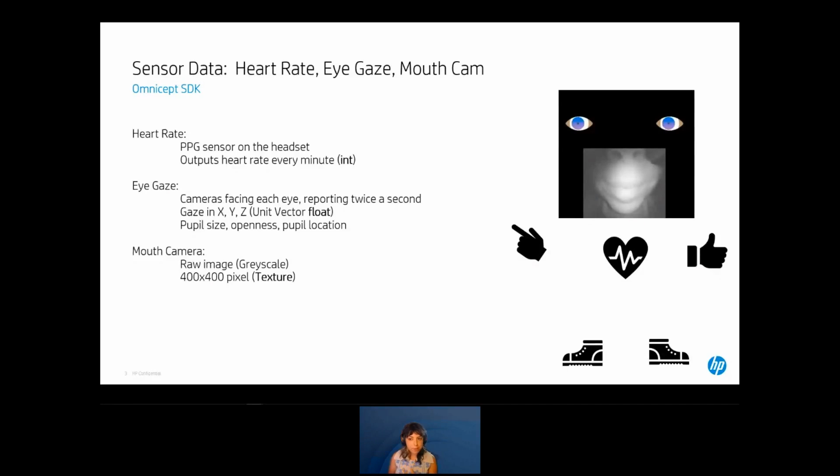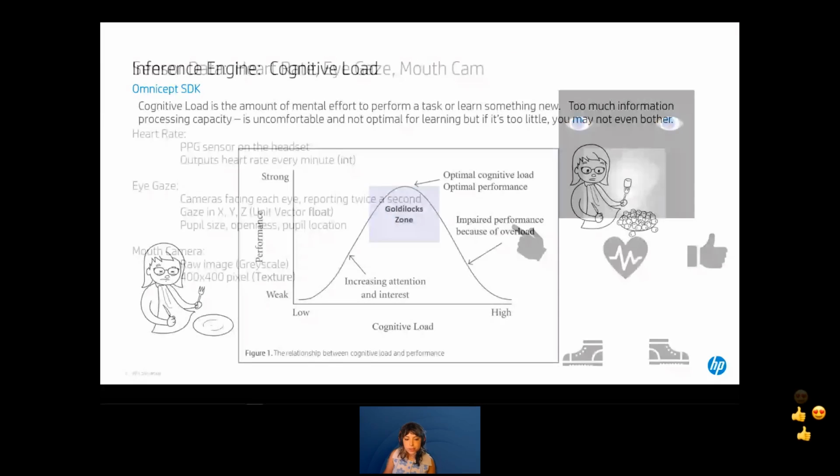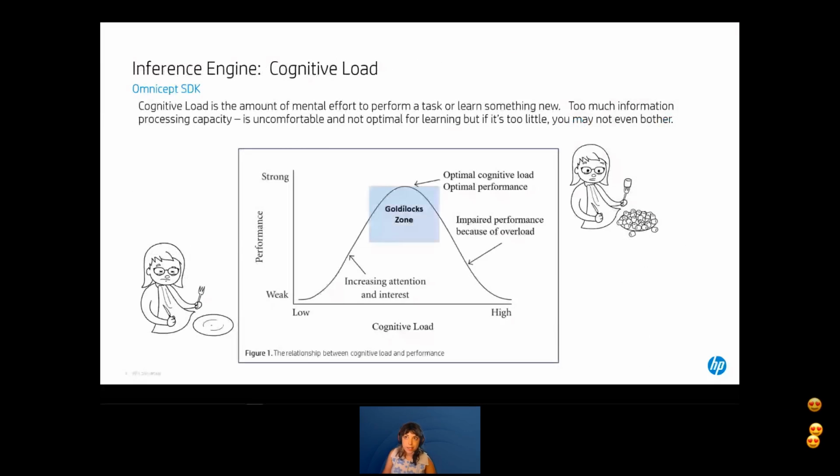And then that mouth cam, for now, the mouth camera is just a raw image. It's a grayscale image, about 400 by 400 pixels, and it's a texture. You could apply this as a texture to your game object. So those are the sensors that we have available to you guys today with Omnicept. I also mentioned the ability, I said inference engine.